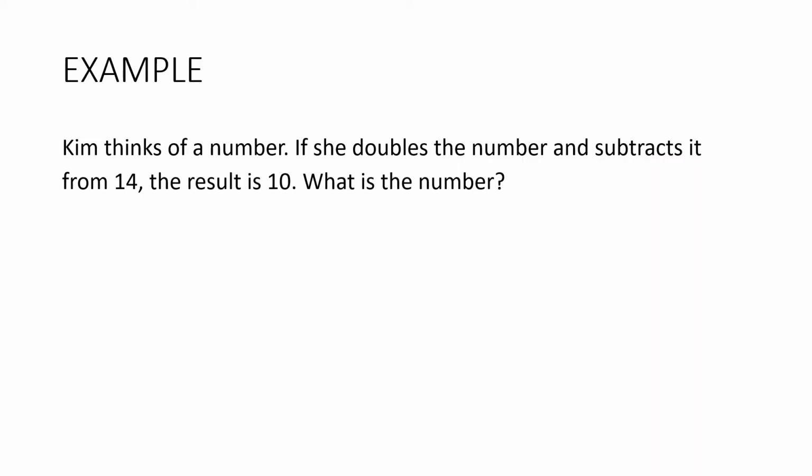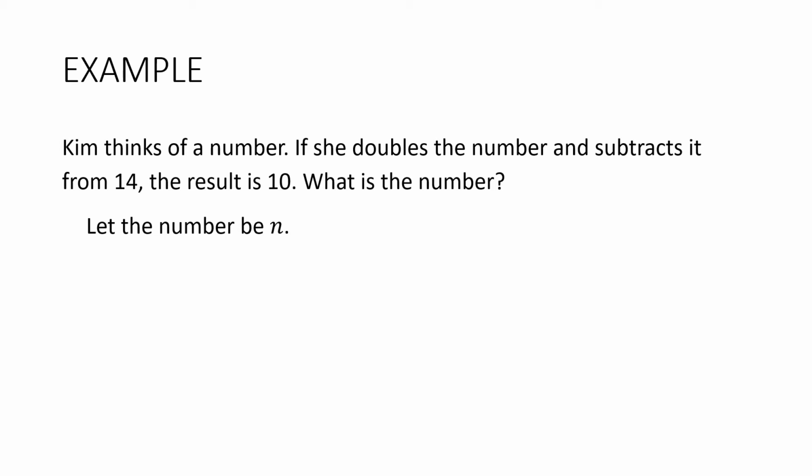Here's our first example. Kim thinks of a number. If she doubles the number and subtracts it from 14, the result is 10. What is the number? So we're going to start by defining our variable. Let the number be n. We don't have to choose n, we can choose any pronumeral.